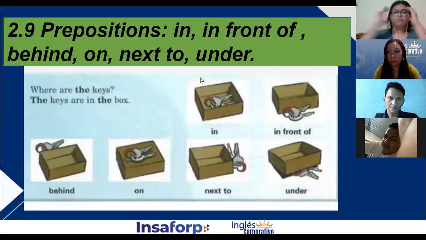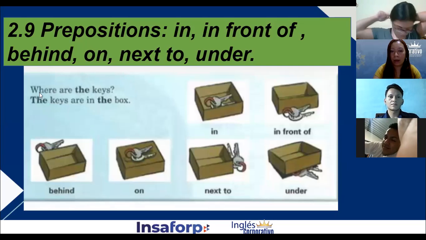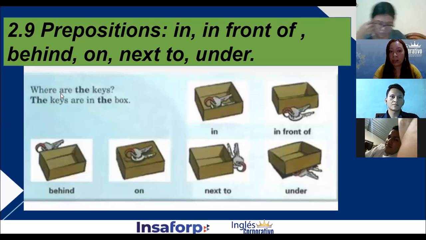¿Cuándo utilizamos las preposiciones de lugar? Sobre todo cuando nos preguntan where. ¿A dónde, verdad? Where are the keys? Okay?